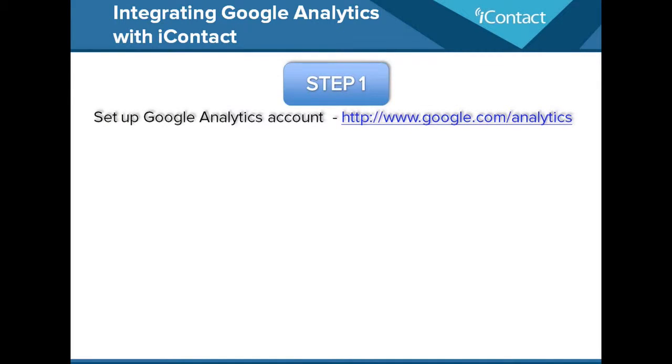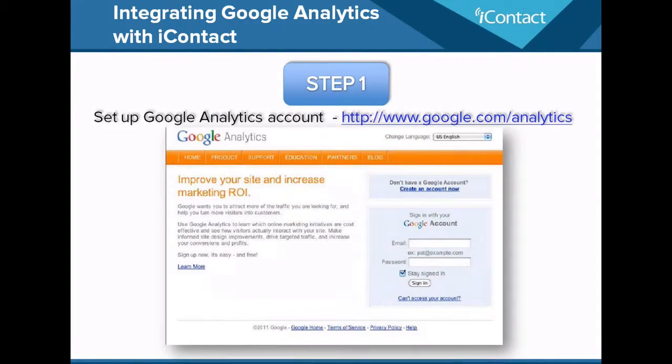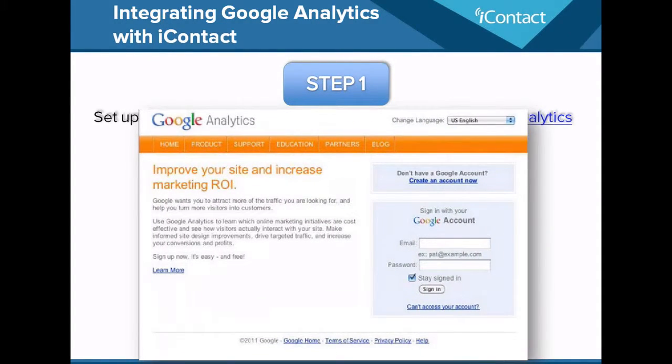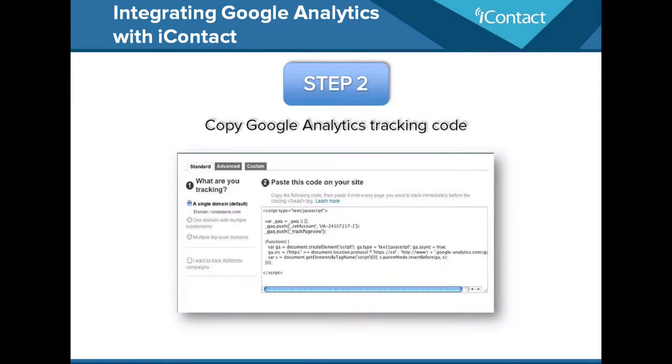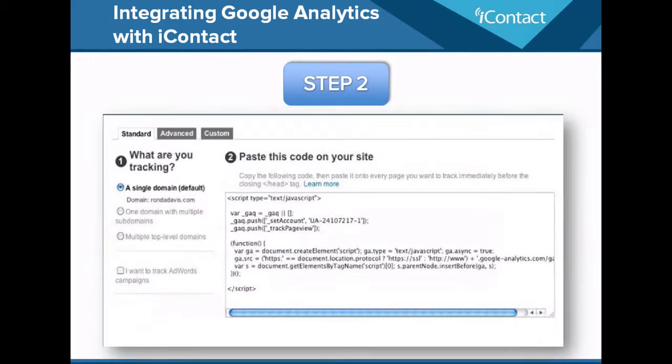Before integrating Google Analytics with your iContact account, you need to have Google Analytics set up to track conversions on your website. If you do not have Google Analytics set up already, you can sign up for free at www.google.com/analytics. After creating the account, you'll be provided with a tracking code. Copy this code because you'll need it later to add to your website.